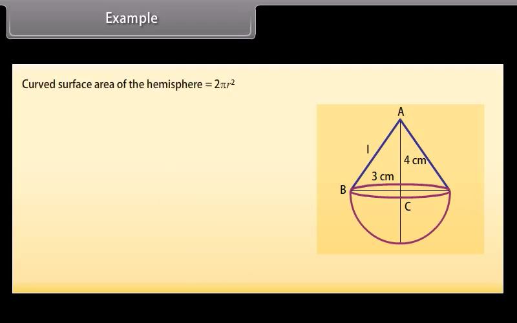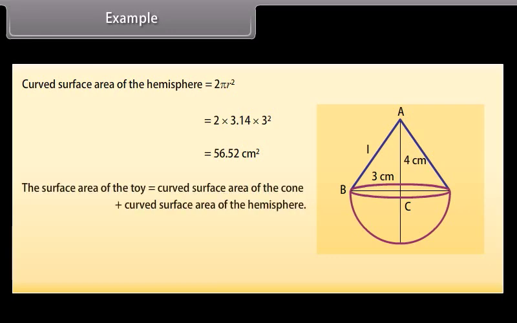Let's now find the curved surface area of the hemisphere, which is equal to 2 pi r square. So we get 2 into 3.14 into 9, which is equal to 56.52 centimeters square. Hence, the surface area of the toy is equal to curved surface area of the cone plus curved surface area of the hemisphere. This is equal to 47.1 plus 56.52. This gives 103.62 centimeters square.